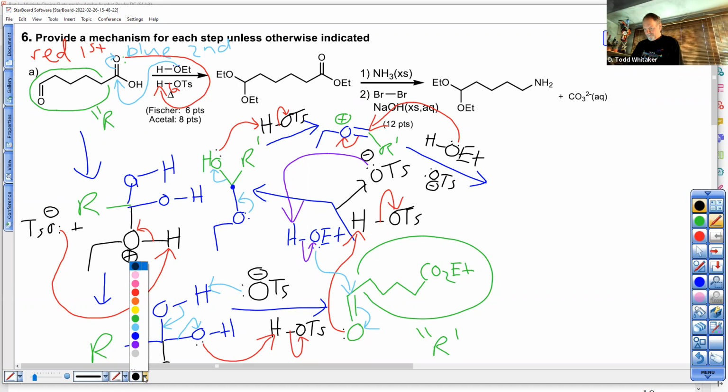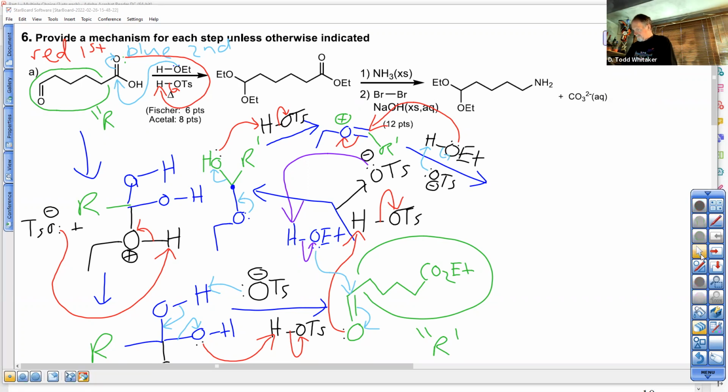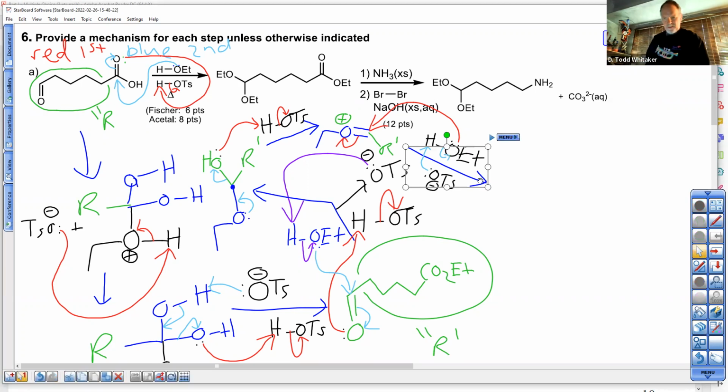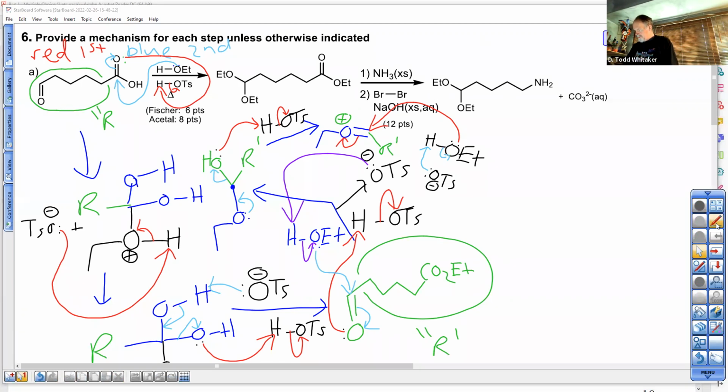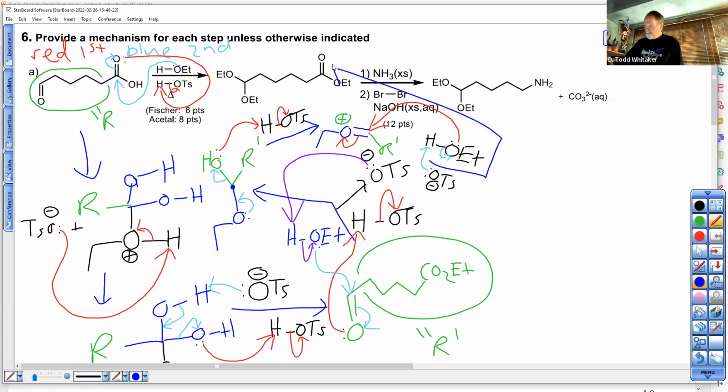Baby blue. Neutralize and make our acetal. And I'll just get rid of my blue arrow. And that leads us to the product, which is right here. Okay. Acetal and ester. Next, we're going to do what's called aminolysis.